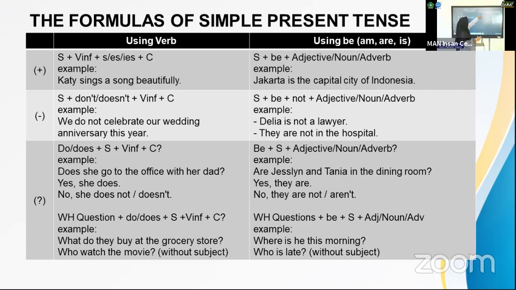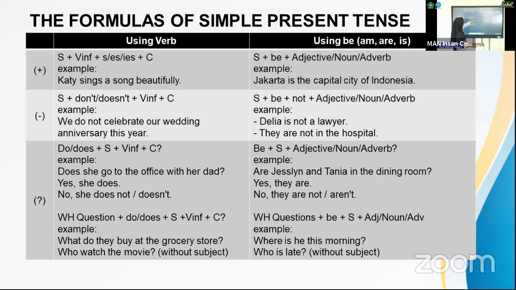Kenapa sih kok nggak sing? Why didn't I use "Katie sing a song beautifully"? Because you look at the subject, Katie. This does not belong to I, you, we, they. Ya, ini kan nggak termasuk yang kata ganti subjeknya itu I, you, we, they.